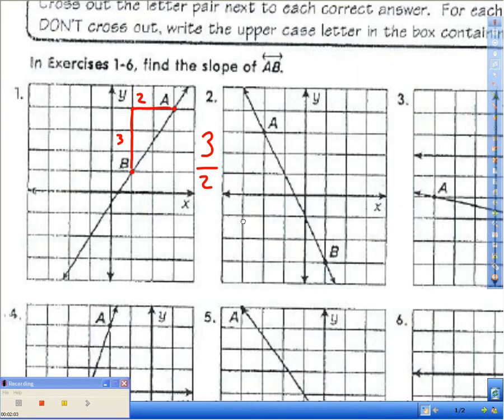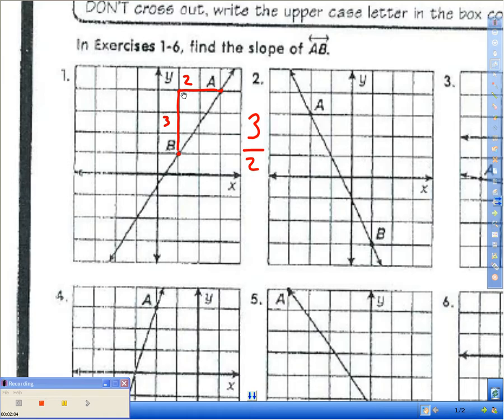Alright, instead of going from one point up and to the right to get to the other point, what would have happened if we started on the top dot, went left and down? Well, we would have had a negative run because we would have had to go 2 to the left, and we said that if we move to the left, that's a negative, and if we move down, that's a negative. So we would have a rise of -3. So instead of 3 over 2, then we would have -3 over -2. Well, we know that a negative divided by a negative is still just a positive, so when we simplify, we would still end up with 3/2.